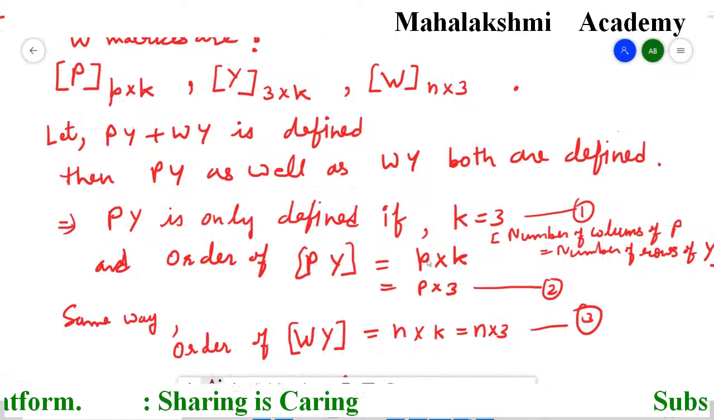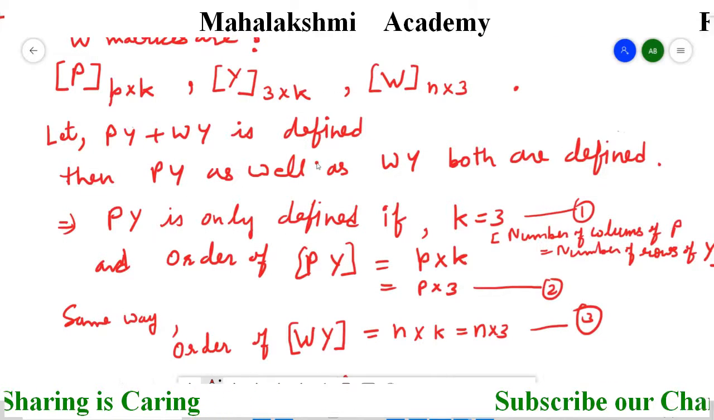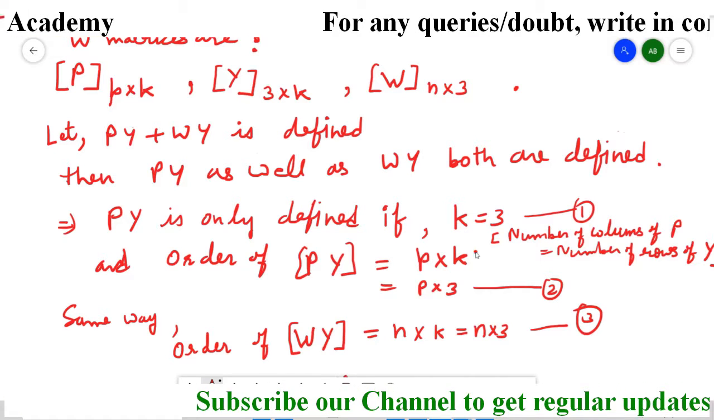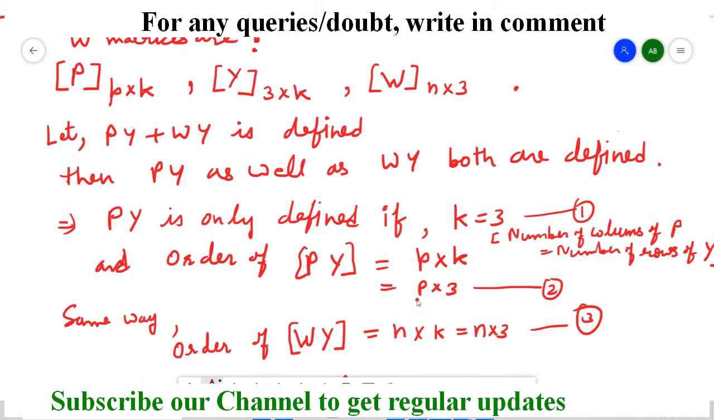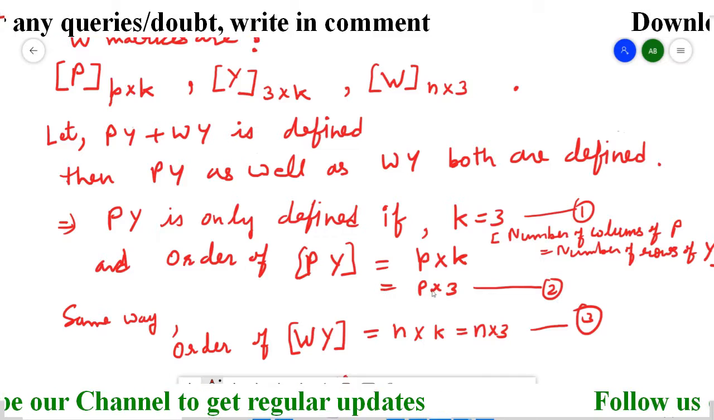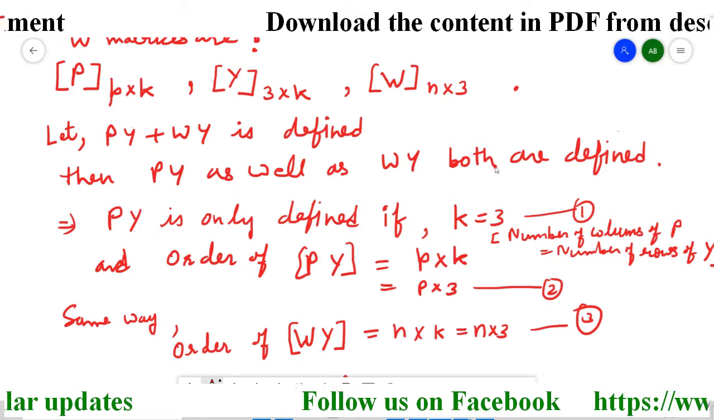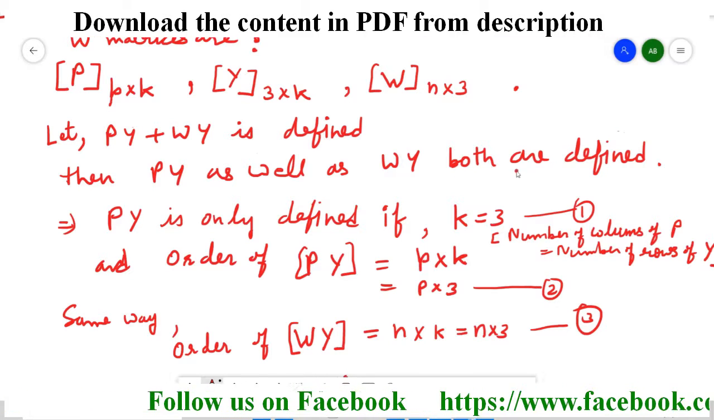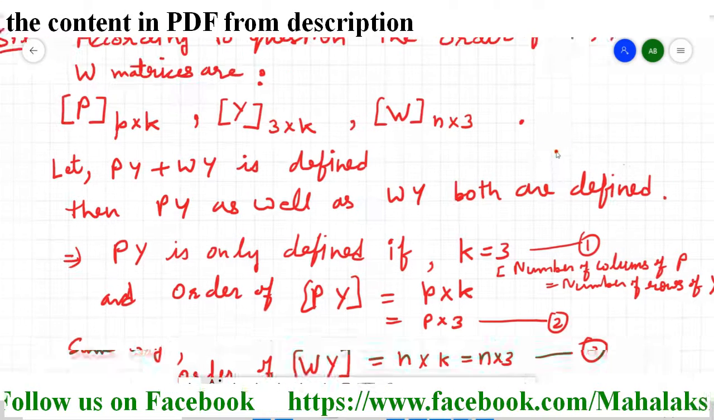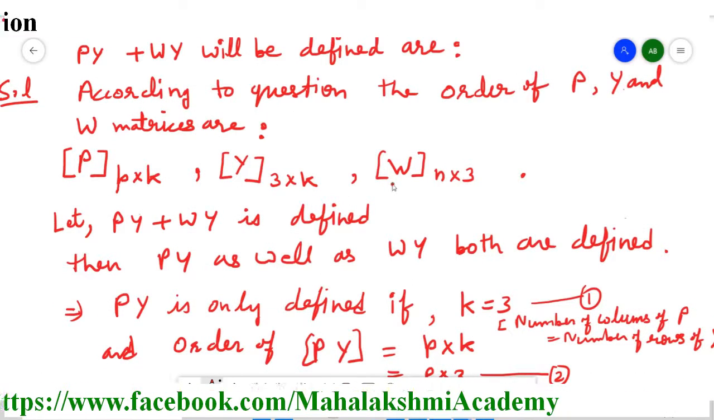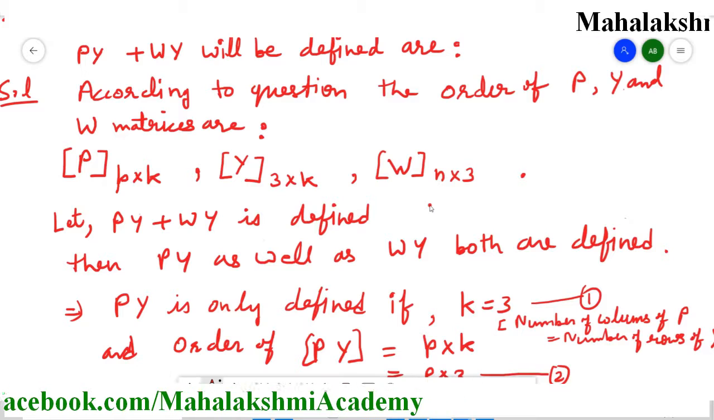Now next we will move on. So PY is well defined, and from this information we obtained two results: K is equal to 3 and the order of PY is P multiplied by 3. Now WY is also defined. For WY, where is W? W is here and Y is here, so first W and then Y. We'll write it in the proper way.